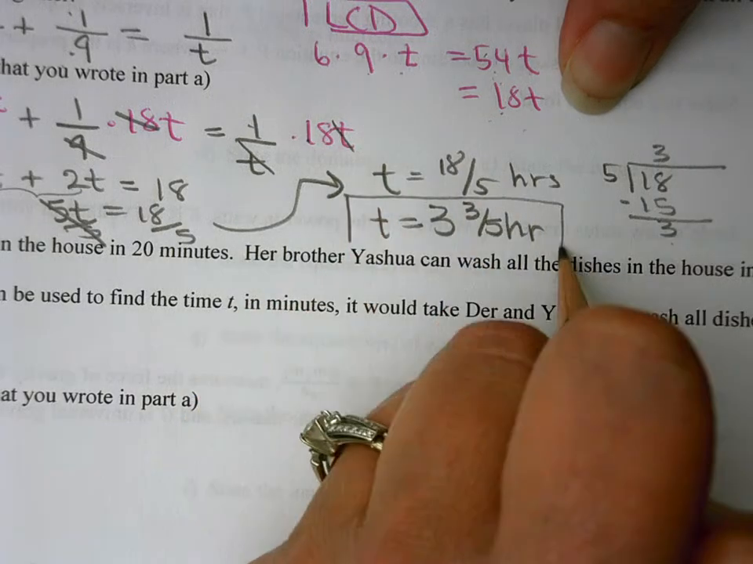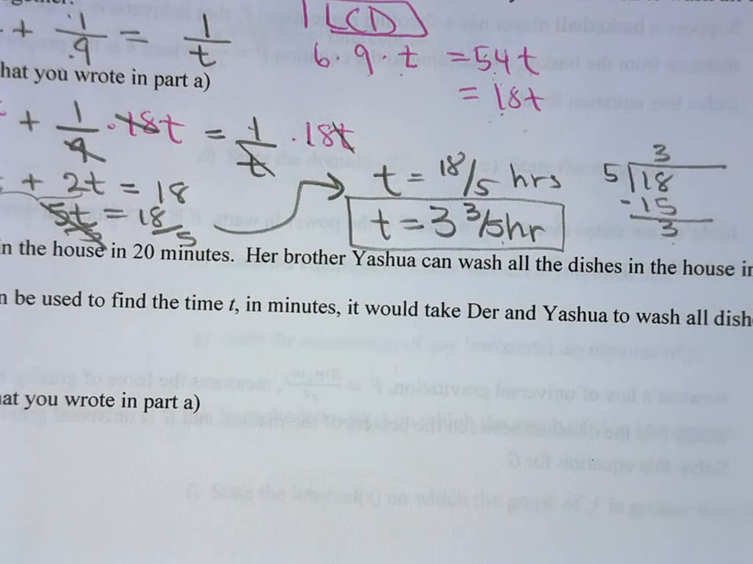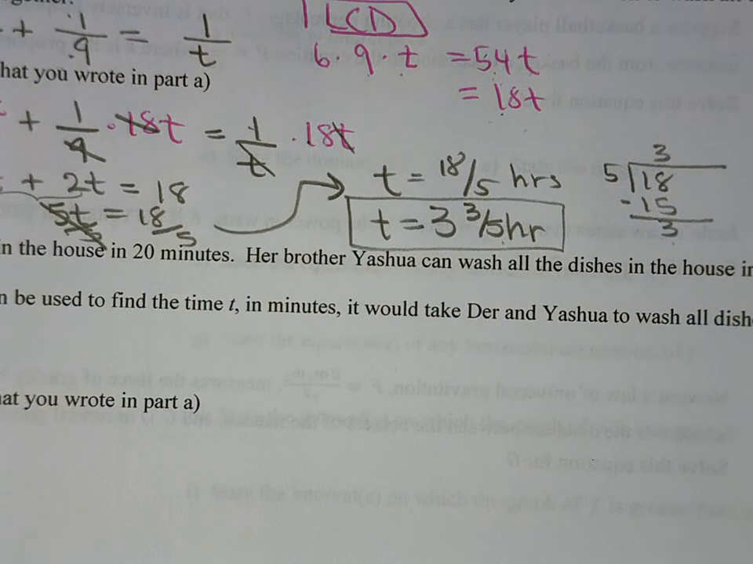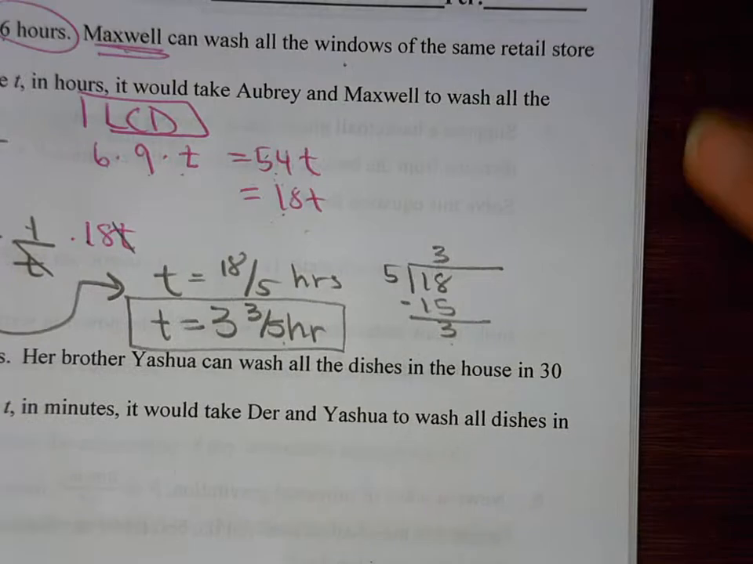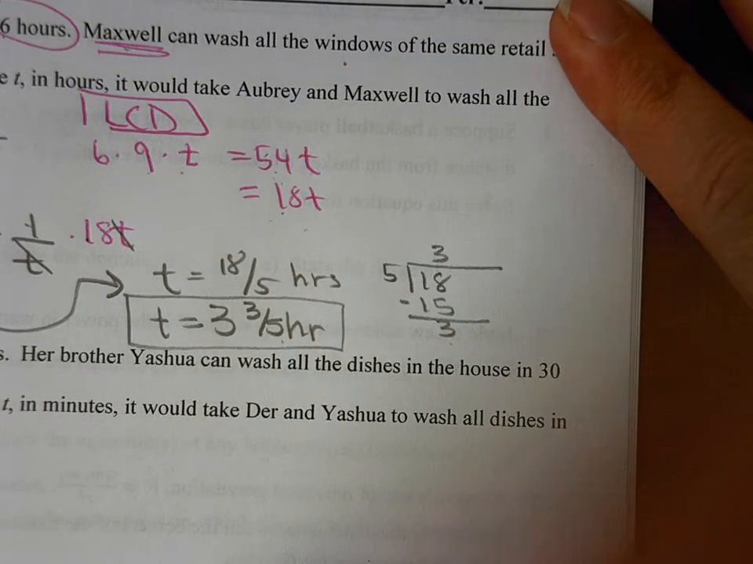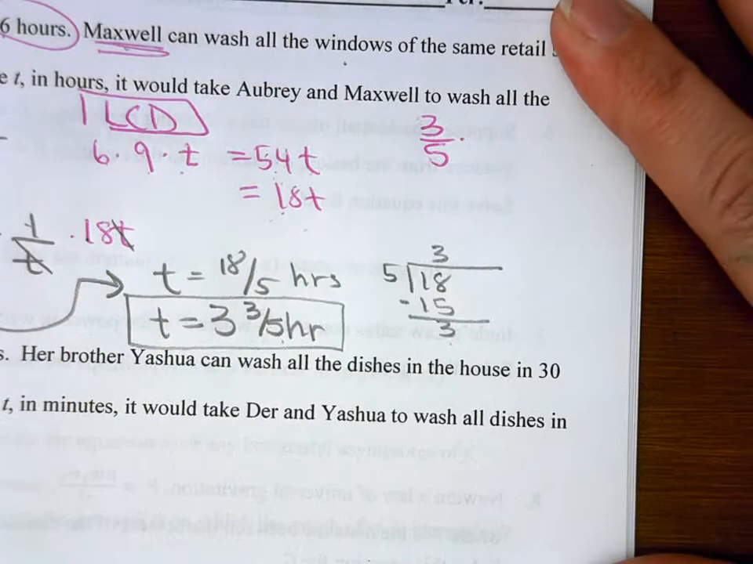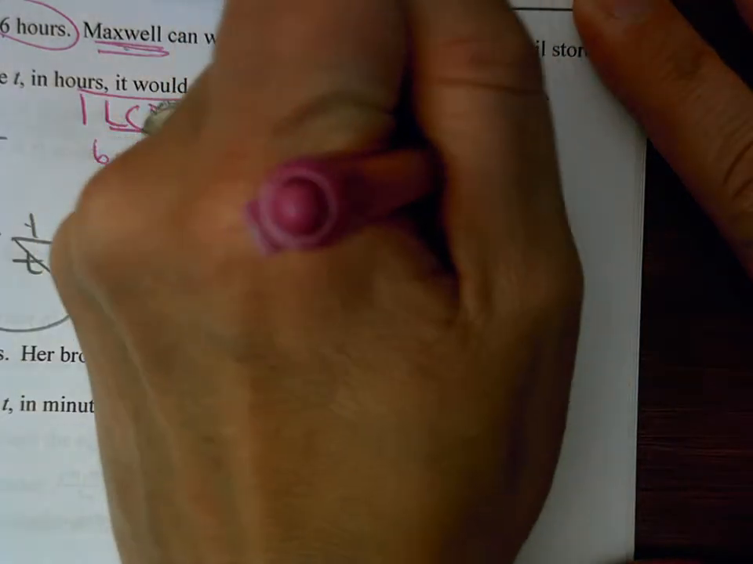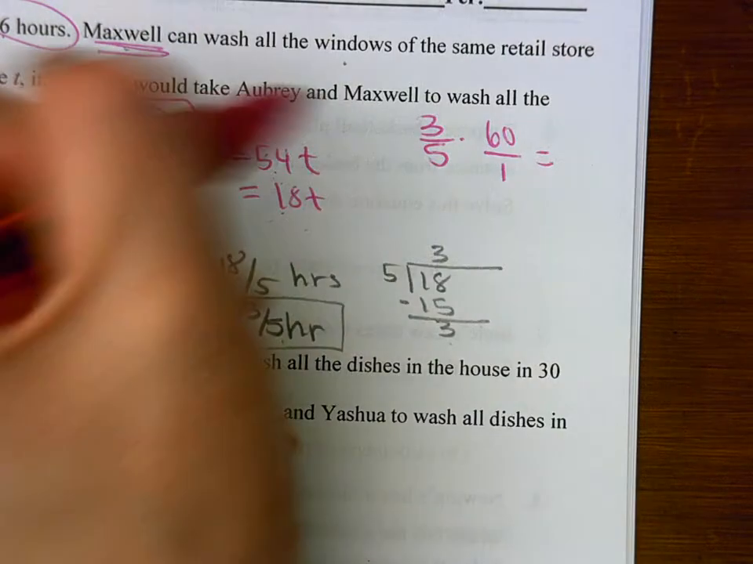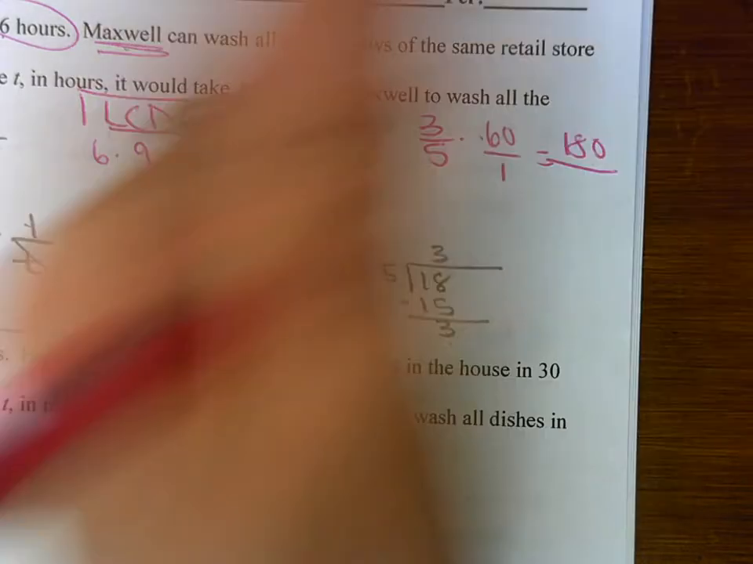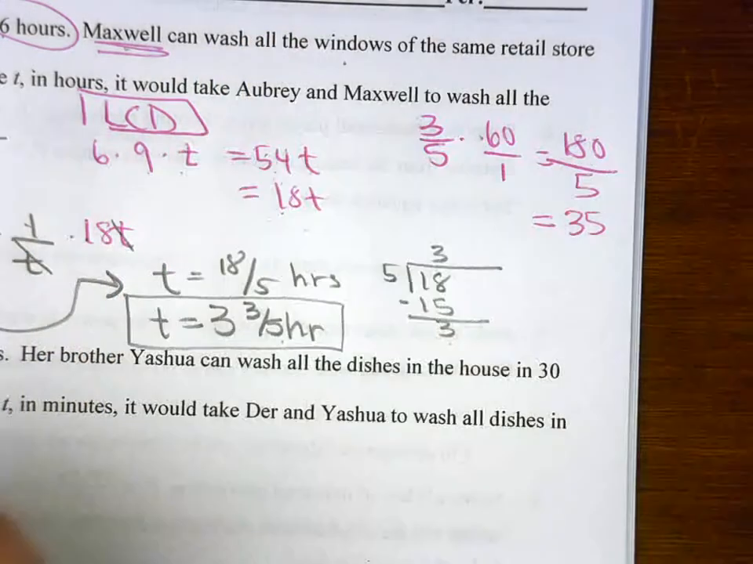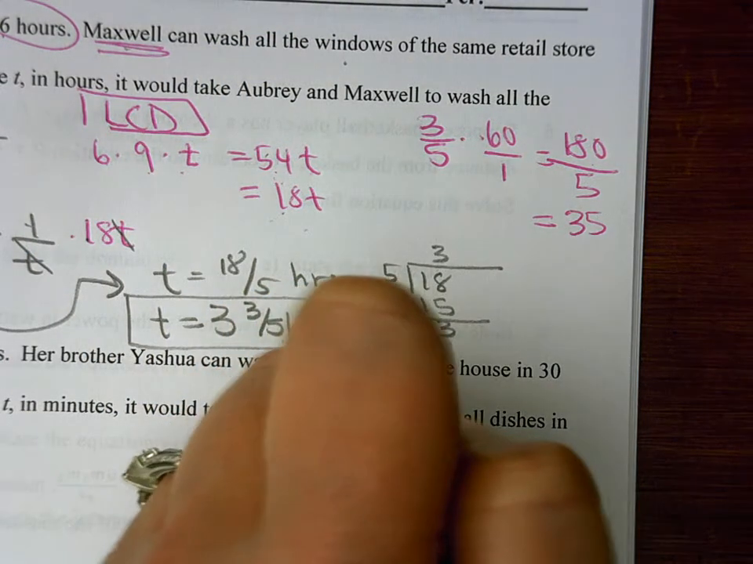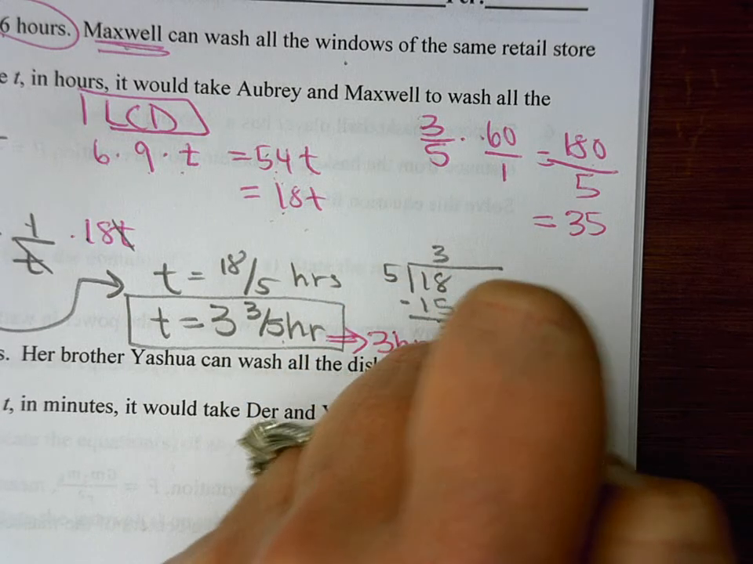So I'm going to convert my 3/5 of an hour, which is around half an hour, so around 30 minutes, to minutes as well. So I have 3 over 5, and I know there's 60 minutes in 1 hour, so I'm going to multiply by 60. 60 times 3 is 180, and 5 times 1 is 5. Then 180 divided by 5 is 36. So this is the same as 3 hours and 36 minutes.